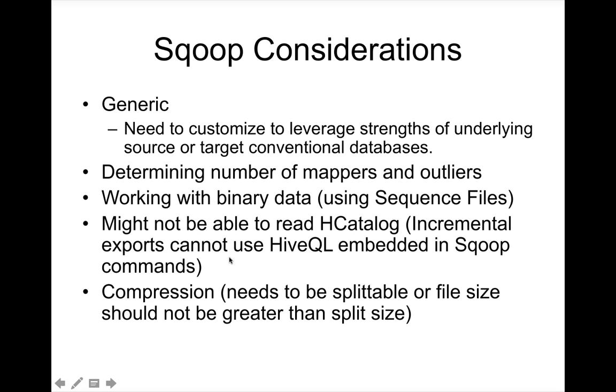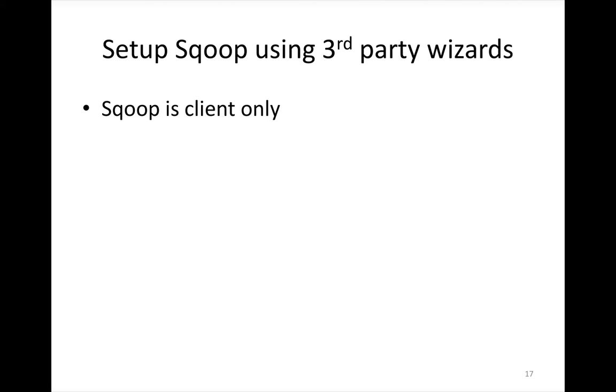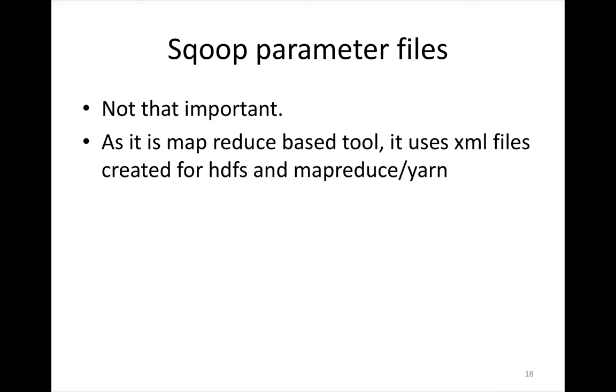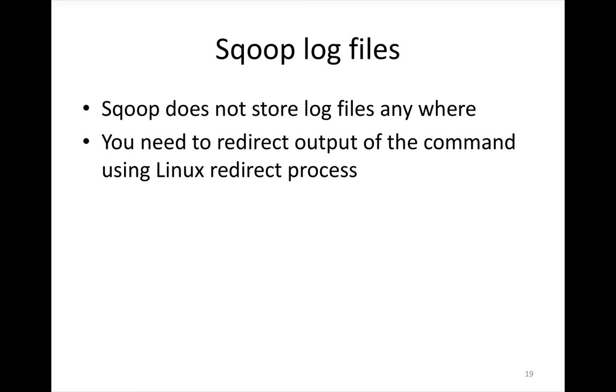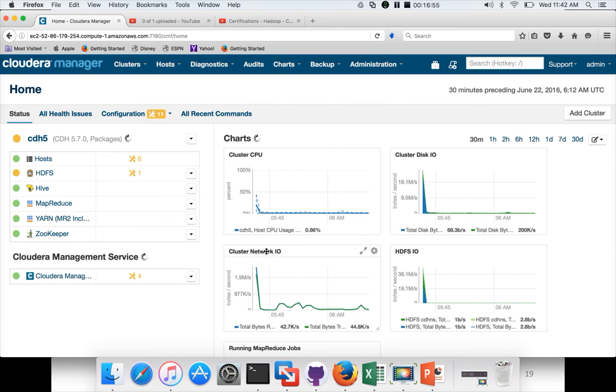This one is already covered. Compression, don't need to worry about it. I will talk about compression a little bit later. So set up Sqoop using third-party tools. It's very easy. It's a client-only tool. You just have to add it using add service, and it will be added in no time. Sqoop parameter files are not that important, as it is a MapReduce based tool. It uses XML files created for HDFS and MapReduce or YARN for most of the parameters. So first let us set up Sqoop, and then we will see.